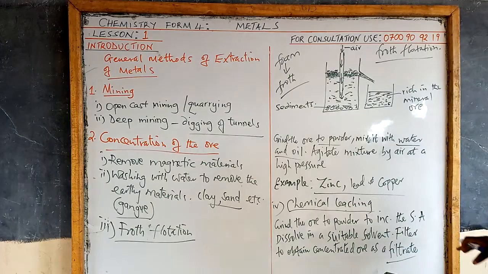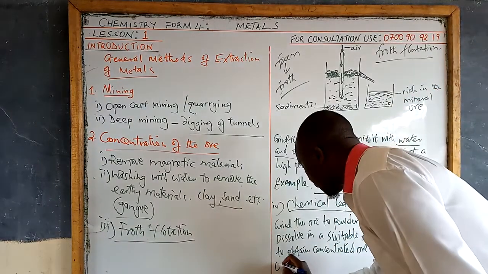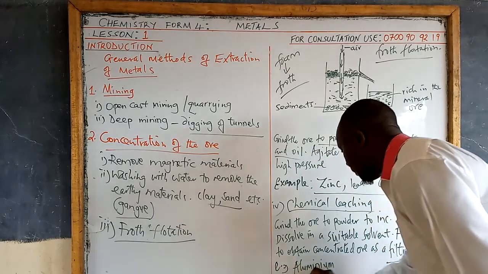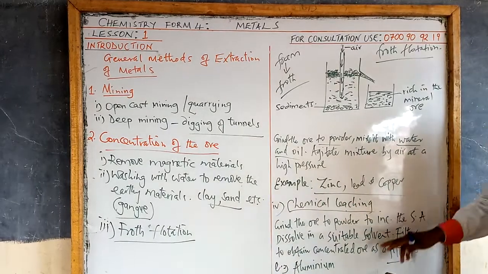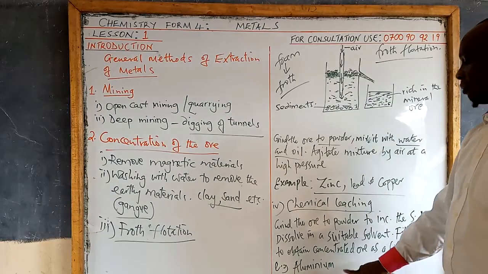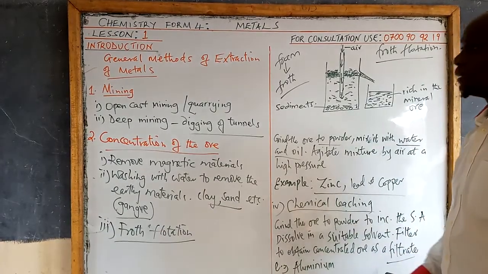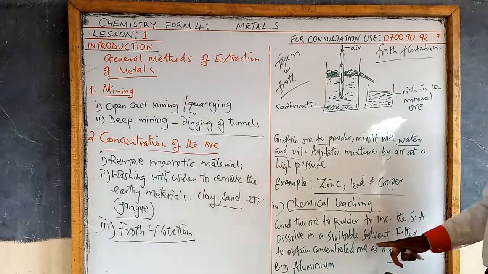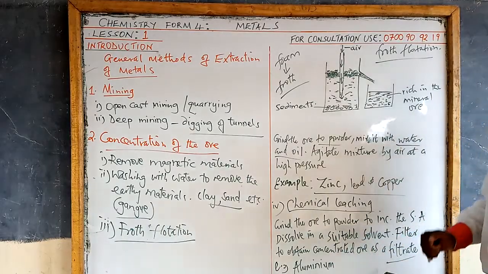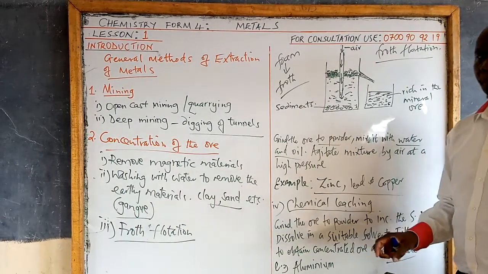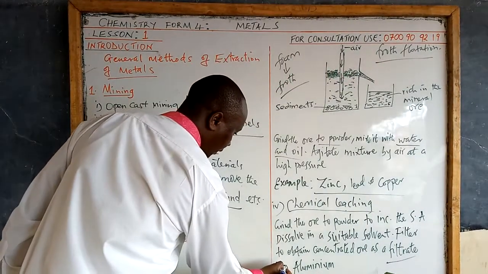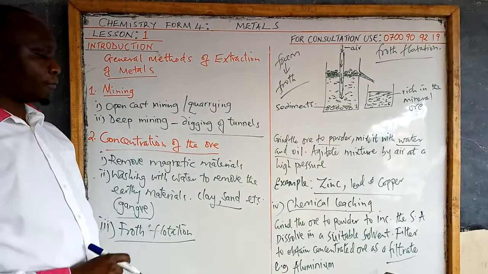A good example here will be aluminium. Aluminium is concentrated by this method, chemical leaching. When we look at the extraction of aluminium, we will discuss all those steps in detail. The chemical leaching process might differ from one metal to another, depending on the type of impurities contained in that metal. So we will elaborate on it when we discuss the extraction of aluminium.